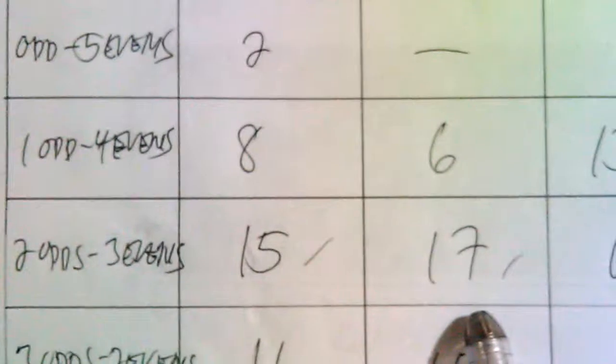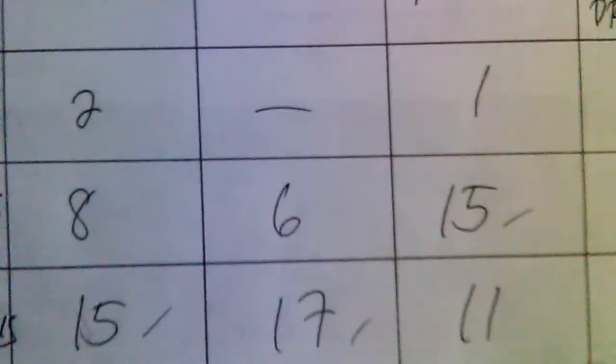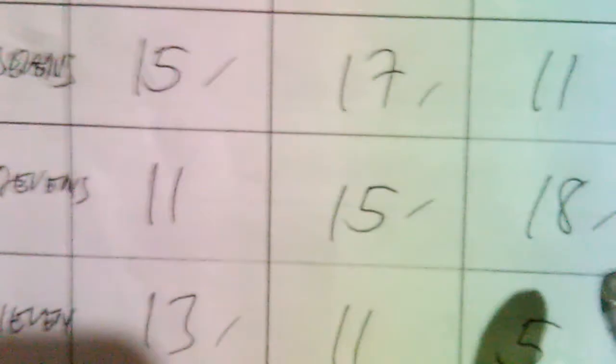And another here we have 3 adds 2 evens, came out 17 times. 2 adds 3 evens came out 15 times in the second 50 pass draw results. And we also have here 1 add 4 evens, it came out 15 times, and 3 adds 2 evens came out 18 times on the third 50 pass draw results.